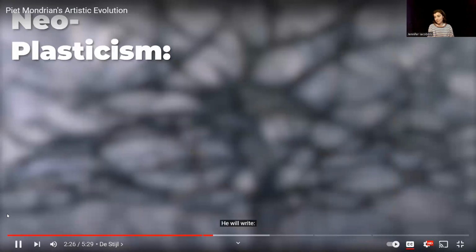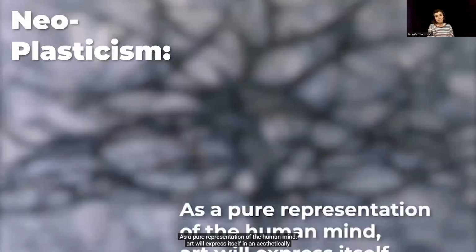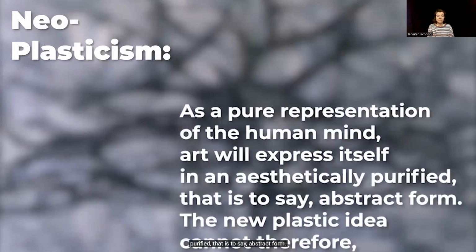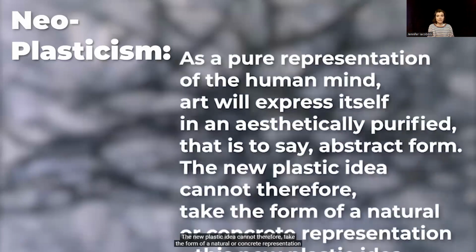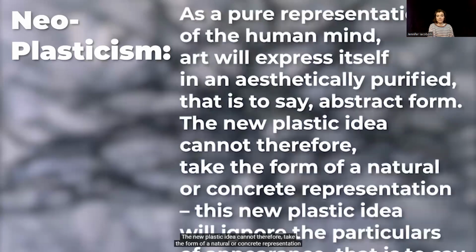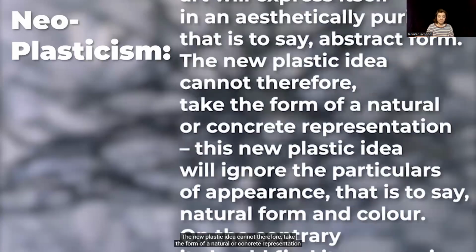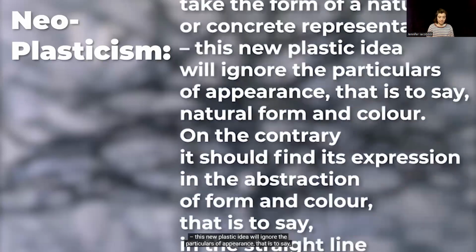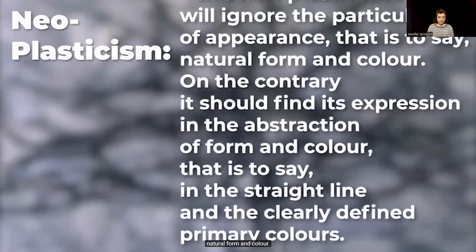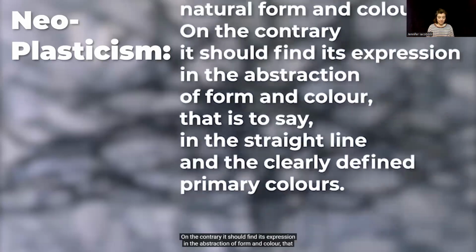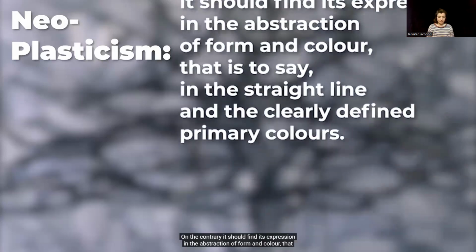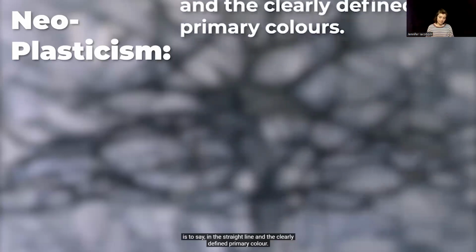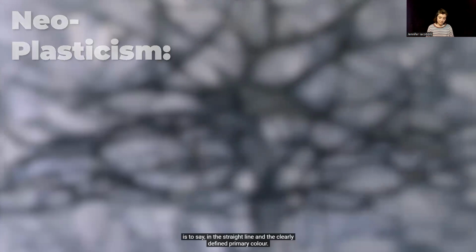He will write, "As a pure representation of the human mind, art will express itself in an aesthetically purified, that is to say, abstract form. The new plastic idea cannot therefore take the form of a natural or concrete representation. The new plastic idea will ignore the particulars of appearance, that is to say, natural form and color. On the contrary, it should find its expression in the abstraction of form and color, that is to say, in the straight line and the clearly defined primary colors."